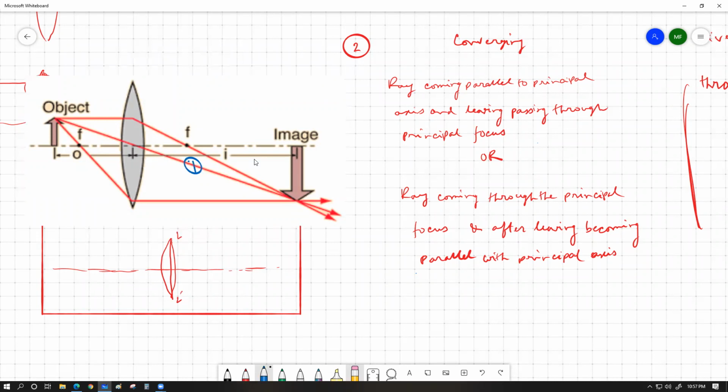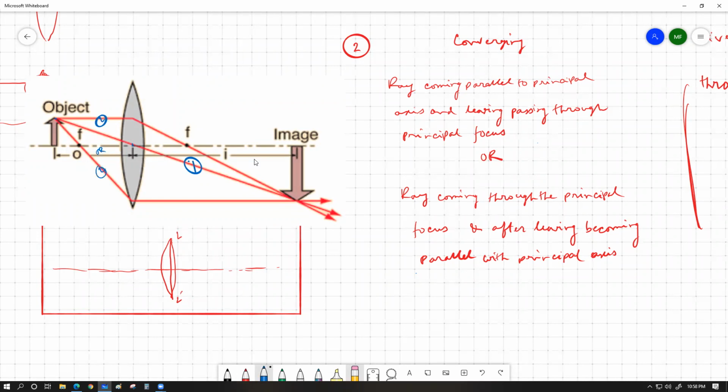This doesn't have any alternative. So from the tip of the object, one ray goes to the optical center, undeflected, and we have to extend this further till the point we get the image position. That's one ray. The second ray can be either this or this.